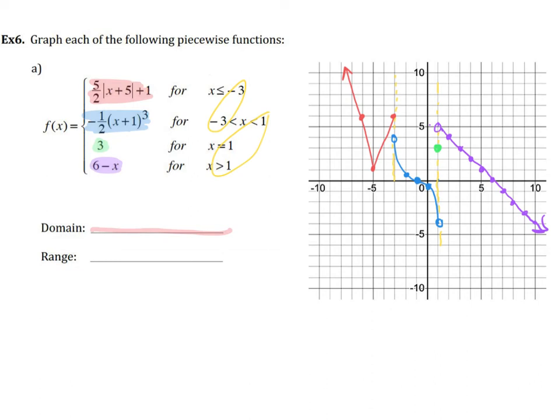If you look at your domain, this arrow goes out infinitely. Here at -3, it is defined. At 1, it's defined, and then it goes down to the right infinitely. So hopefully you had -infinity to infinity, or all real numbers, for your domain. And again, because this arrow goes up infinitely and this arrow goes down infinitely, you can also see that your range is from -infinity to infinity.